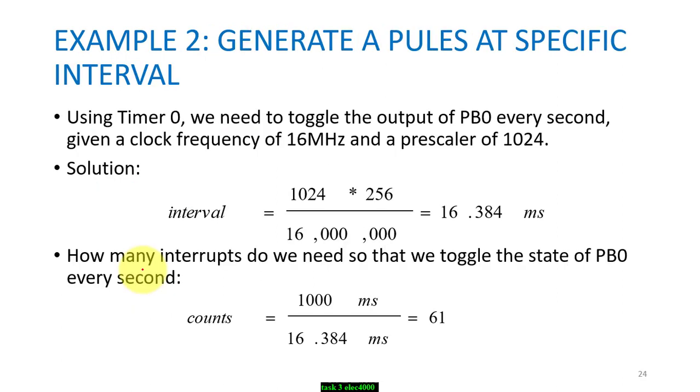Again, another example here. We are using timer 0 to generate a toggle of B0 every second, for a clock frequency of 16 megahertz and a prescaler of 1024. Now, every second means, first of all, I will get the interval for counting from 0 to 256. I will count from 0 to 256 in 16.384 milliseconds. Each 1 second contains 61 of these intervals. So if I want to toggle every 1 second, I need to count 61.